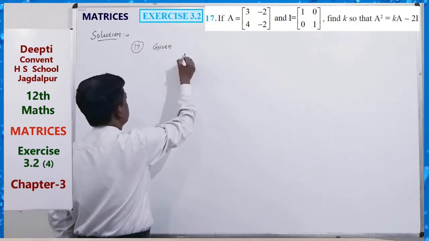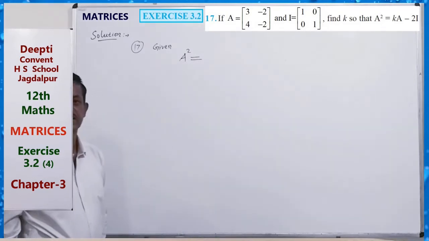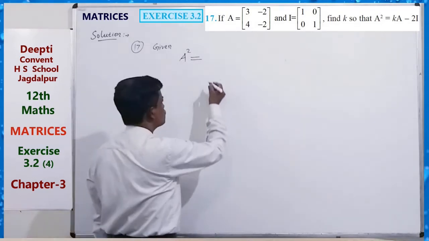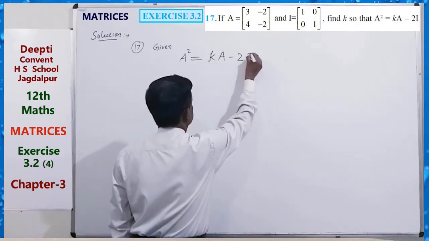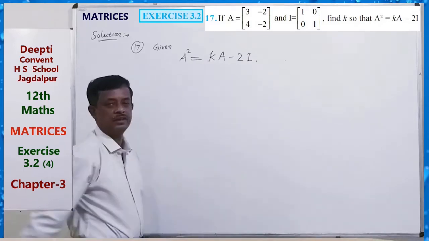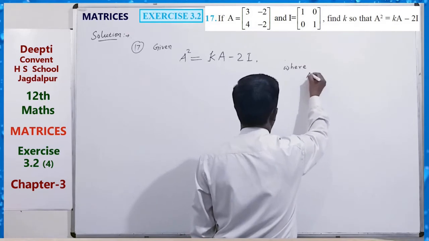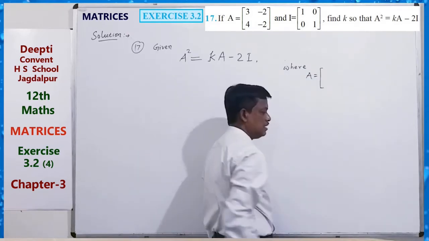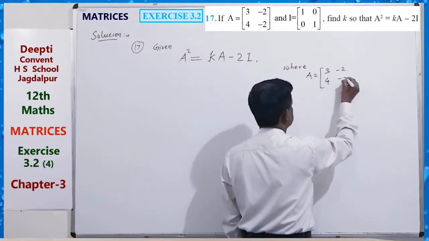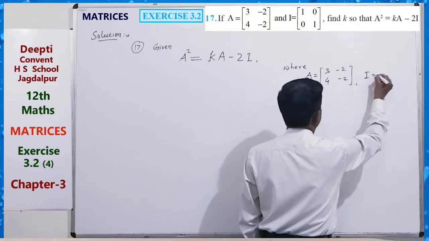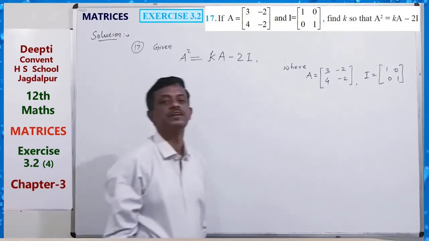So here question 17. Given A square equals kA minus 2I, k a constant, we have to find the value of k. Here A equals the given matrix 3 4, minus 2 minus 2, and I is the given 2 by 2 unit matrix. This is given, and we have to find k.